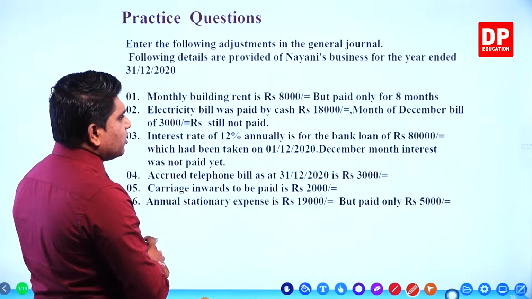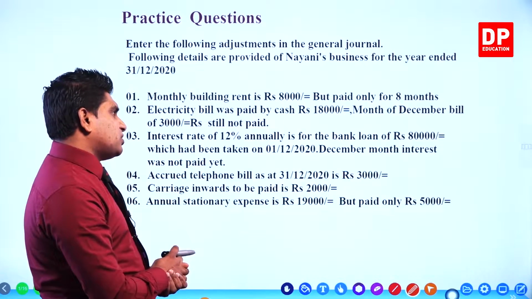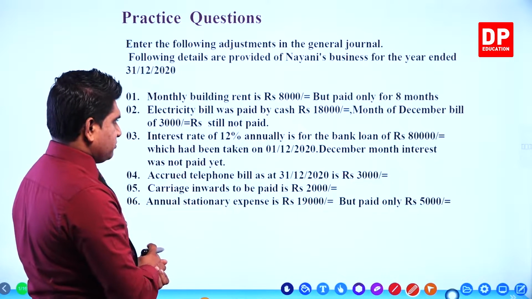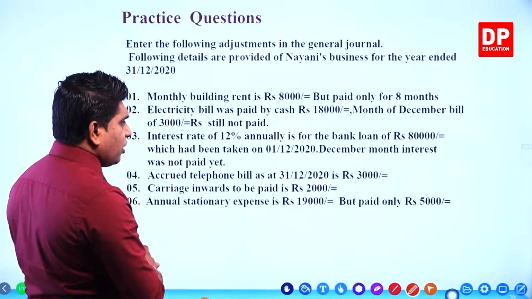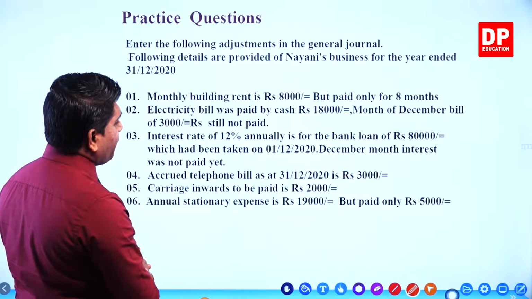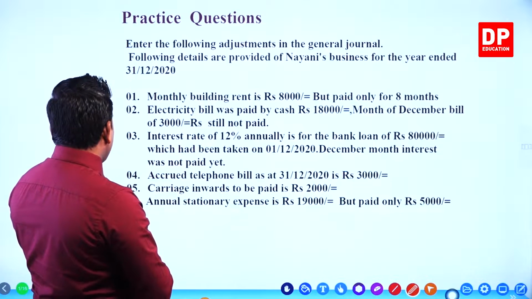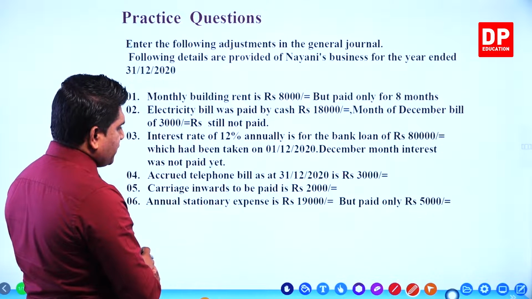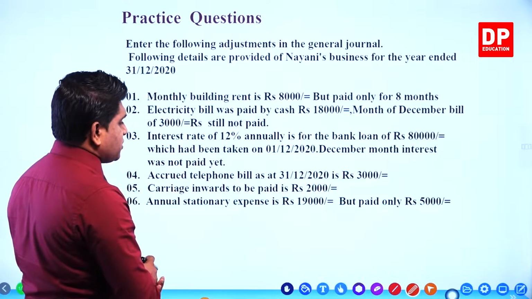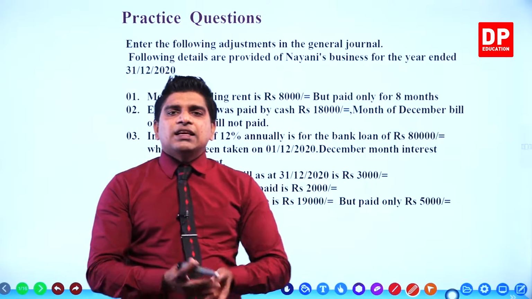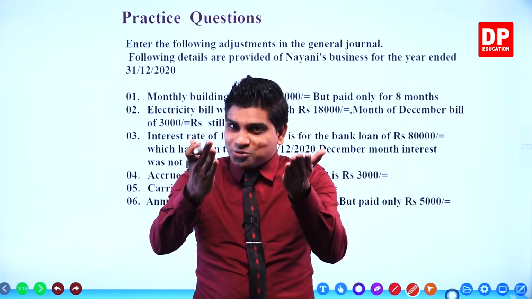Monthly rent is 8,000 but paid only 8 months. The electricity bill was paid by cash, 18,000. The December bill of 3,000 is still not paid. An interest rate of 12% annually is for the bank loan of 80,000 which had been taken on 1st of December 2020. The December month interest was not paid yet. Fourth one, accrued telephone bill as at 31st December 2020 is 3,000. Carriage inwards to be paid 2,000. Annual stationery expense is 19,000 but paid only 5,000. These adjustment-related transactions are provided to you by me, right?